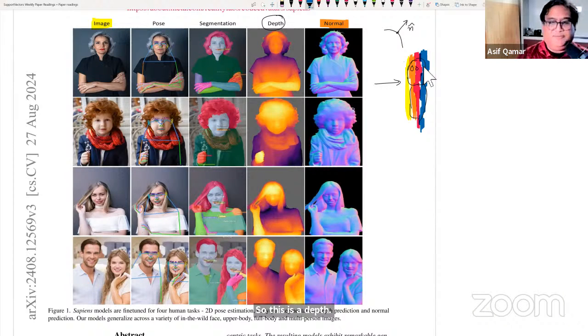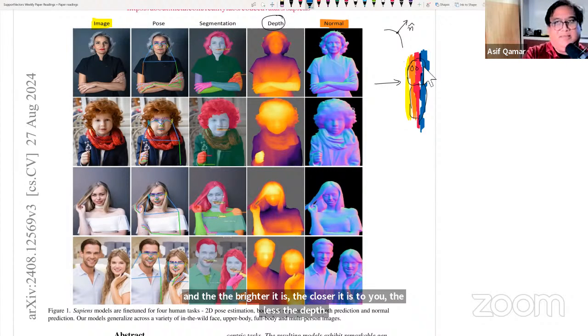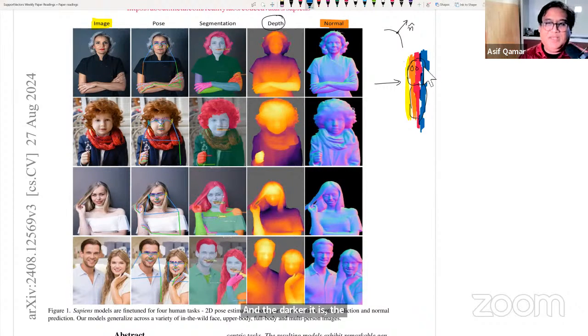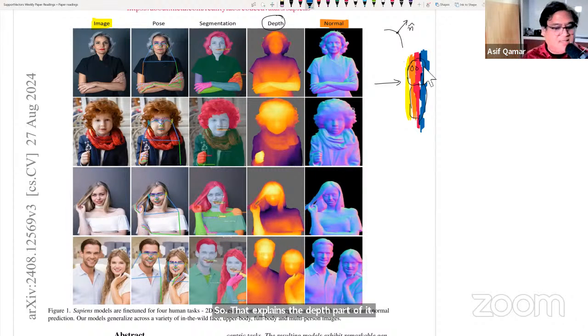Now, if you look at this first picture, it is clear that if you were to take a pose like this, you can very clearly see that your hands are sticking out. And it shows up in this picture because the depth perception usually is given sort of as a heat map, right? And the brighter it is, the closer it is to you, the less the depth. And the darker it is, the deeper or the further away from you it is. So that explains the depth part of it. It's again a classic computer vision task, given an image to estimate depth or video to estimate depth.